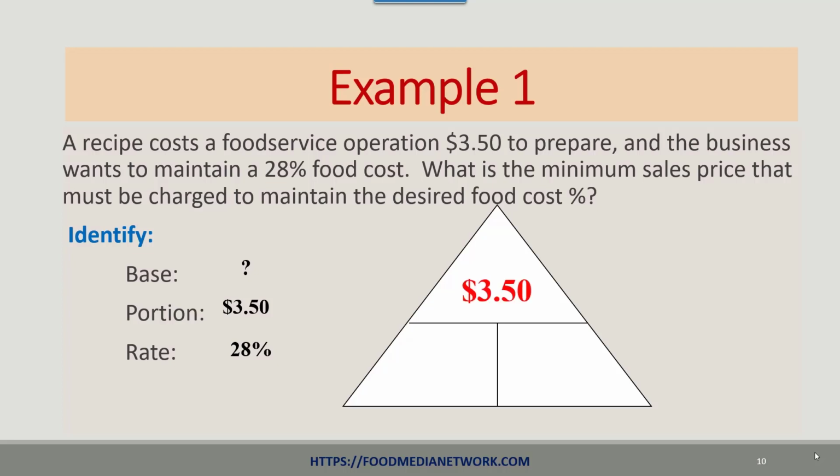So if we don't know, do we multiply, do we divide? We can put them into our triangle, have our portion. They told us what that is. They told us the rate. So now they're above, so we're going to divide 3.5 divided by 28, and that equals $12.50. So now we know our sales price of that item that cost us $3.50 to prepare to maintain a 28% food cost. All right, let's do another quick one.